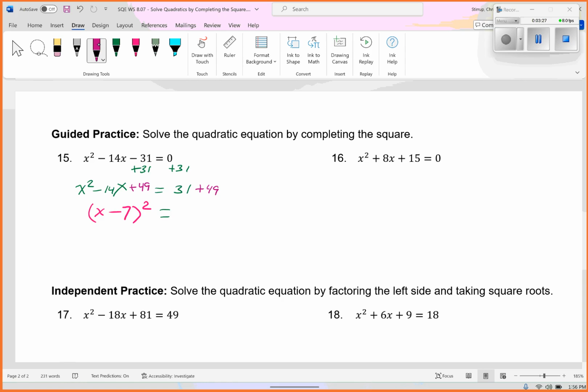So what do you think the next step on this problem would be? What logically sticks out to you? Yeah, 31 plus 49, which is going to give me 80. Okay? Now here comes our infamous. Now that we have a quantity squared equals a number, we're ready to go root. We don't want to forget the plus minus.